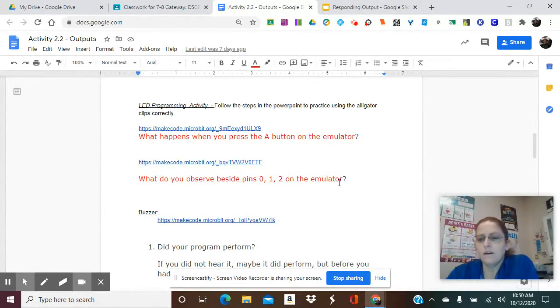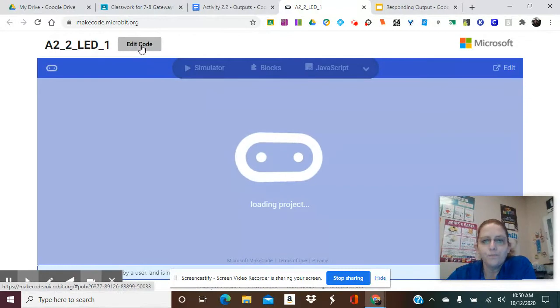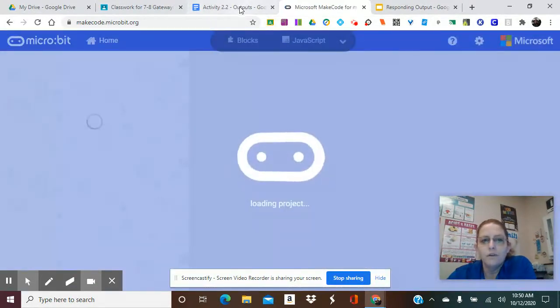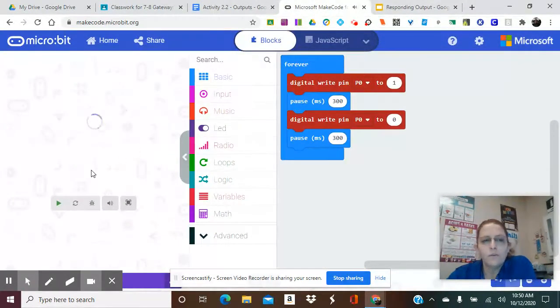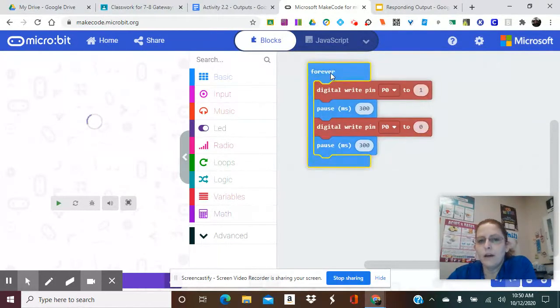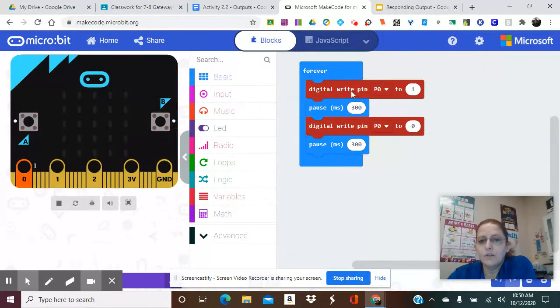I have given you the code here. So if you press the code, we're going to go ahead and just have a look at it. Obviously, always edit code. And our question is, what happens when you press the A button on the emulator? So I'm going to press the emulator over here. And you'll notice that this is digital write pin P0. Remember last week when we had our inputs, it was digital read. This week it's digital write.